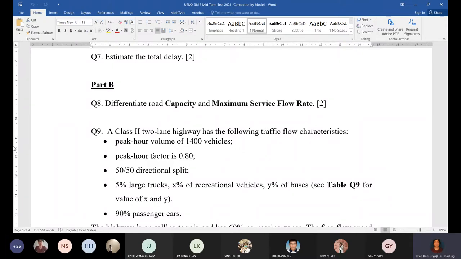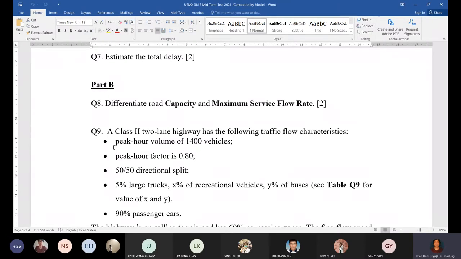And then some students are funny. In their reference, they cite the notes. Notes are their reference. It's fine. Notes are for you to read. After you read, of course you know capacity is the maximum flow rate. So how can I say you plagiarize? This is not plagiarism. So don't worry, any information that you get from the notes is not considered plagiarism. Plagiarism happens when your answer and your friend's answer are exactly the same.